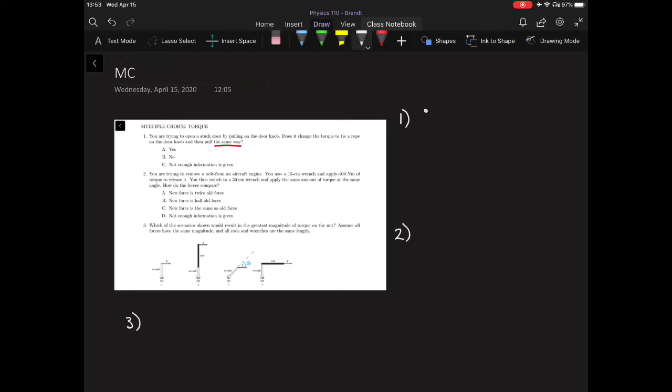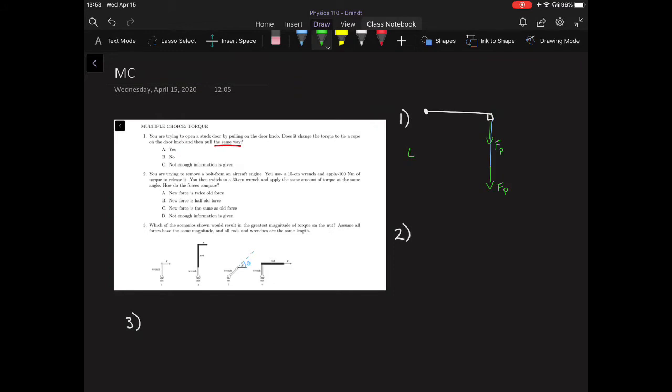So if we have our pivot point there, we've got our door coming out, and say we've got a doorknob on the end. We're going to try pulling directly on the doorknob, or maybe we try a string on the doorknob and pull on the string instead with the same amount of force. So in both cases, actually, we'll start with this.